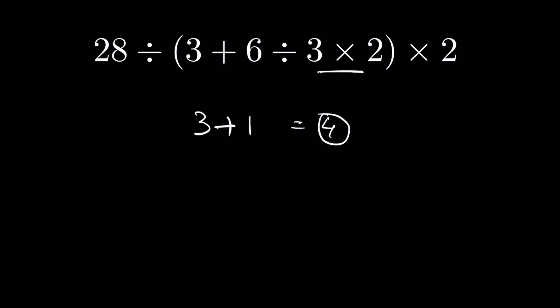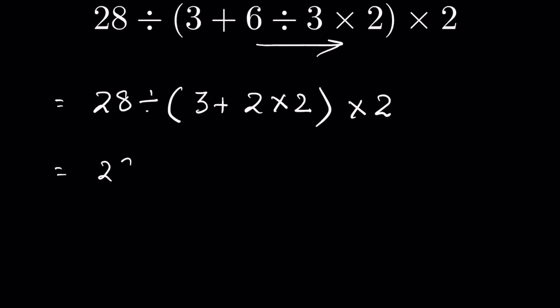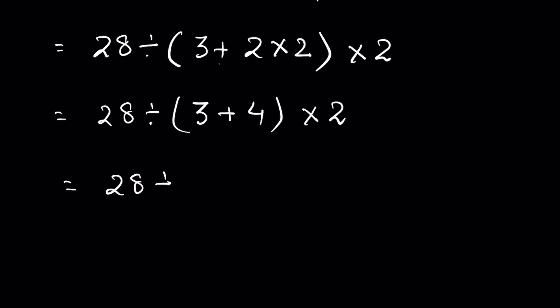But if you do the left to right rule, what will be the answer? We write all other operations as they are. 28 divided by (3 plus, now 6 divided by 3 is 2, then 2 times 2), then times 2. Again, 28 divided by, before addition we will do multiplication, so 3 plus 2 times 2, which is 4, then times 2. Or 28 divided by 3 plus 4, which is 7. Now write 7. Once the operation is done, we can remove the bracket, then times 2.